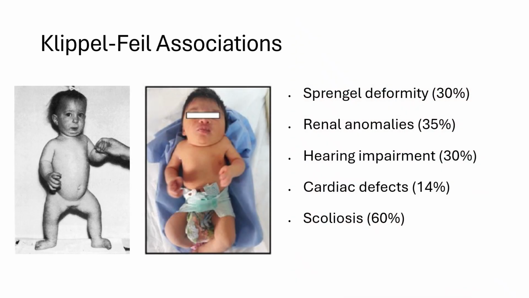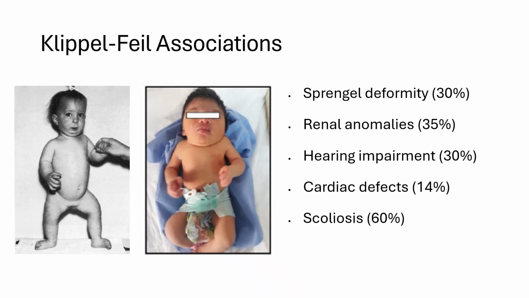The associated anomalies with Klippel-Feil syndrome create a pattern that reflects the interconnected nature of embryonic development during the critical 4th through 6th weeks of gestation. Understanding these associations helps you approach each case systematically while appreciating why certain organ systems cluster together in their abnormalities.